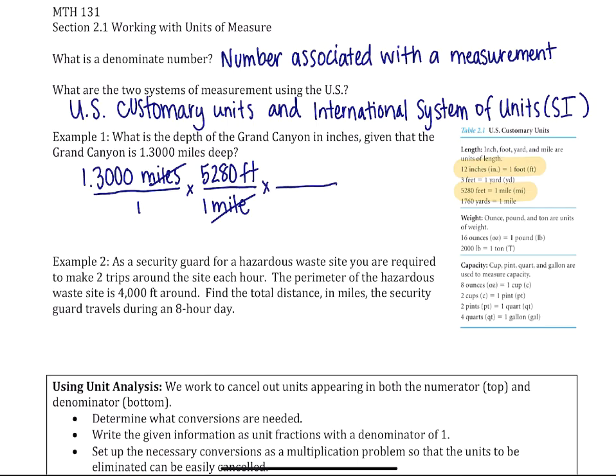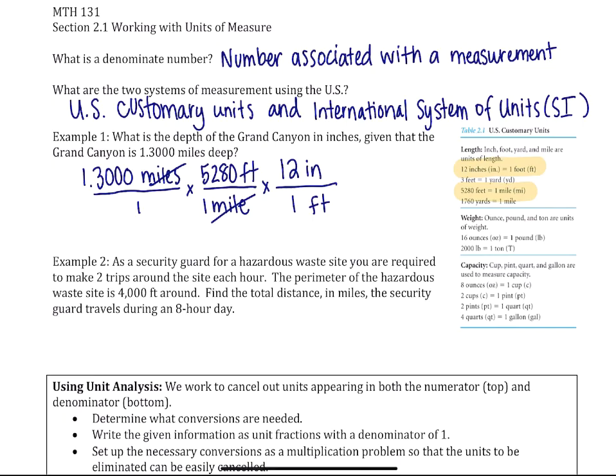So I'm going to do the same thing here. I know that 1 foot is equal to 12 inches. So I create a unit fraction with those two quantities, and I create it in such a way that my units will cancel. Since I currently have a foot above the line, I need to put the foot below the line. And so I take the 1 foot part of that equation, and I put the 12 inches part of that equation above the line.